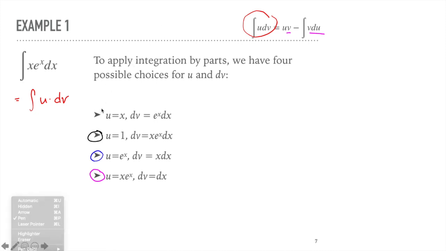Dun sa last possibility, ang u natin ay x. dv natin, everything natira. So, e to the x dx. So, sulat natin yan.